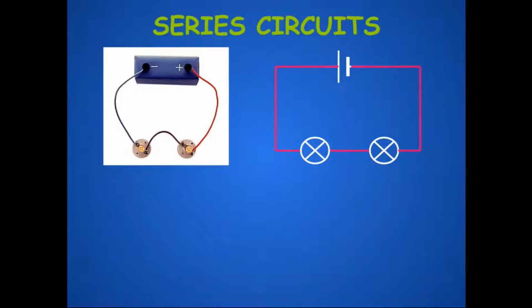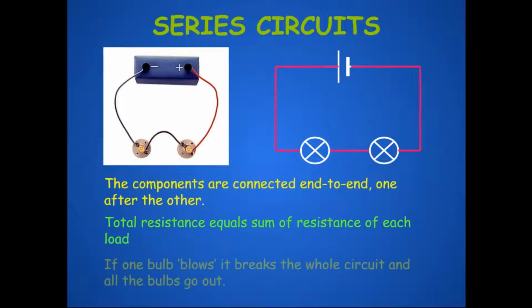In series circuits, you have one path for current flow. The total voltage equals the sum of drops across all loads. The total resistance equals the sum of resistance of each load, and if one bulb blows, it breaks the whole circuit, and all the bulbs go out. So again, it is important to remember that the total voltage equals the sum of drops across all loads, and the total resistance equals the sum of resistance of each load.